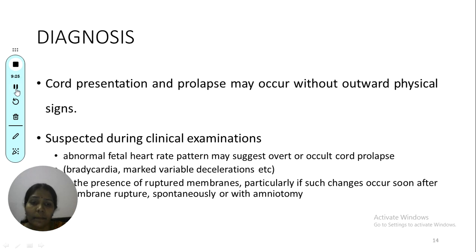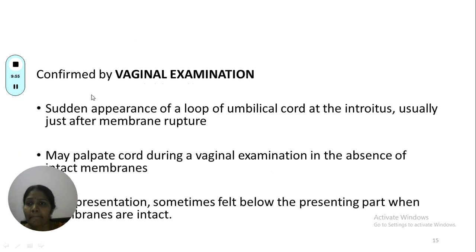Or after the rupture of membranes, particularly if such changes occur soon after membranes rupture, whether spontaneous or after artificial rupture of membranes. Once the membranes have ruptured, it is definite that we have to do a vaginal examination to check if there is any cord prolapse or any fetal heart rate deceleration occurring after rupture of membranes. Immediate examination is to be done to rule out cord prolapse.